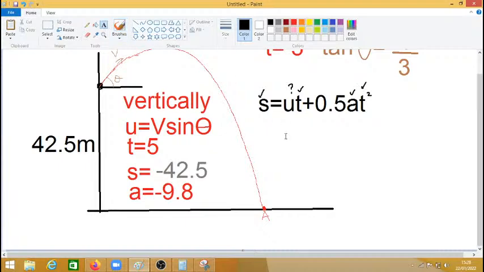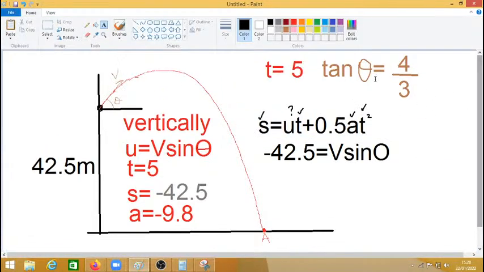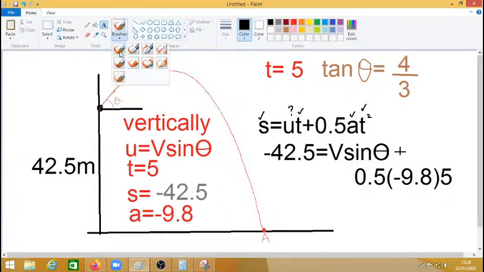So that's a brilliant formula to use. Let's put everything in. We've got minus 42.5 is equal to u, which is v sine theta. Remember that theta we actually do know. We're going to have to do a little bit of inverse tanning to get it, but we do know it. Plus 0.5 times the acceleration of minus 9.8, and the t squared is 5 squared, can go in.